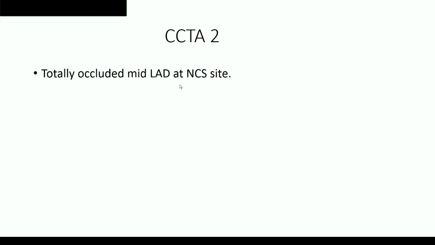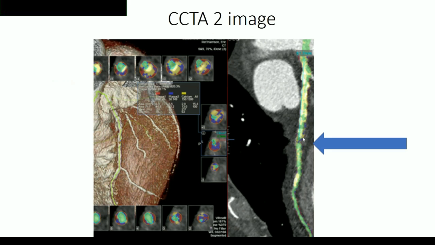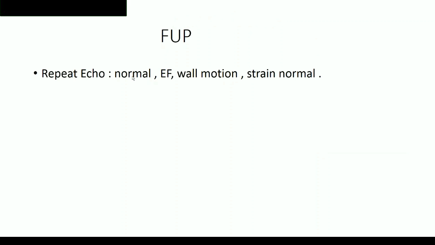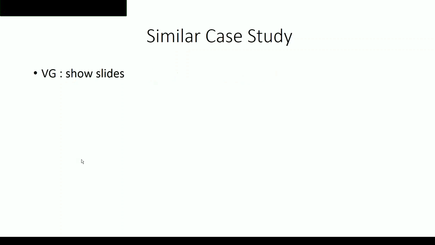Total occluded LAD at the necrotic core stenosis site. And so there it is. It's very exciting because, again, we were able to predict that that was a high-risk plaque based on morphology, composition, and functionality. And so we did follow-up echo, normal wall motion, and even normal strain. And if there had been a cardiac event there, or if there was ischemia, the strain would not be normal.